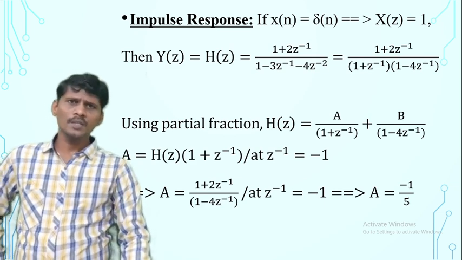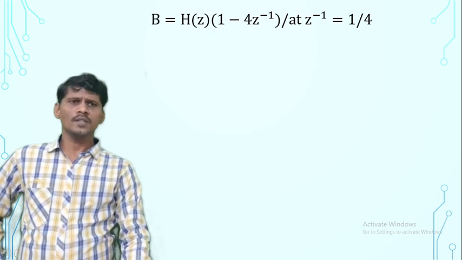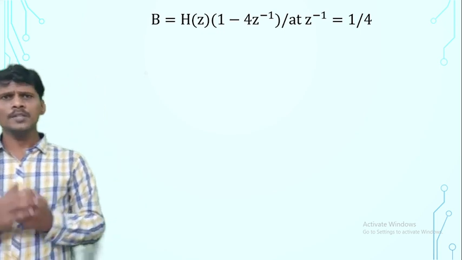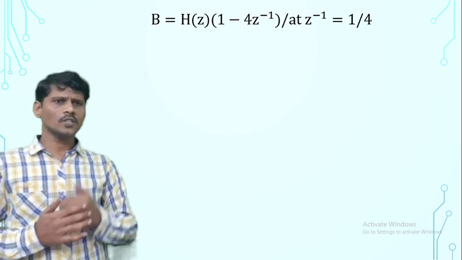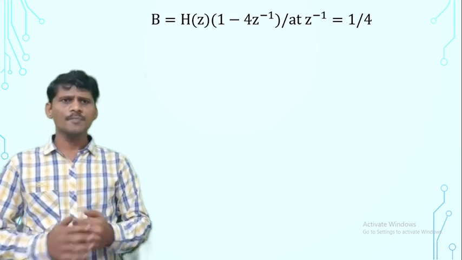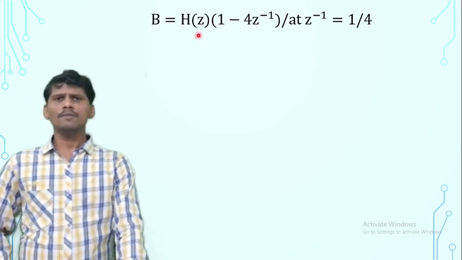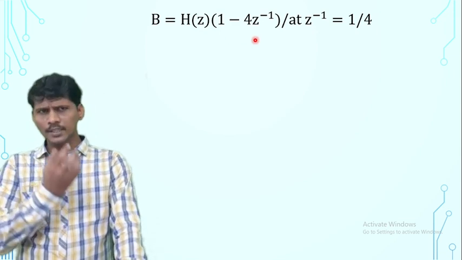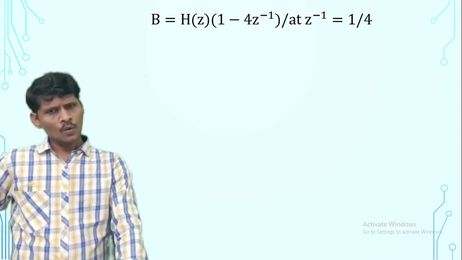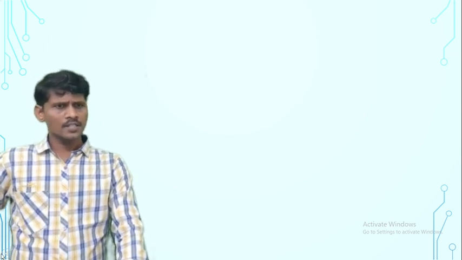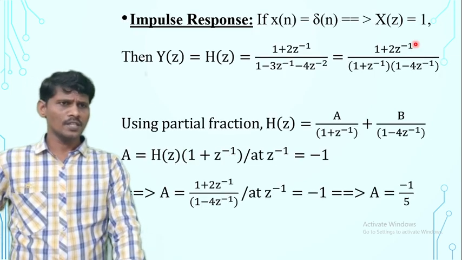The constant B is equal to the system function H of Z into its denominator factor, and equating 1 minus 4 Z inverse is equal to 0. So that is B is equal to H of Z into 1 minus 4 Z inverse, and Z inverse is equal to 1 by 4. What is H of Z? And this is the H of Z value.